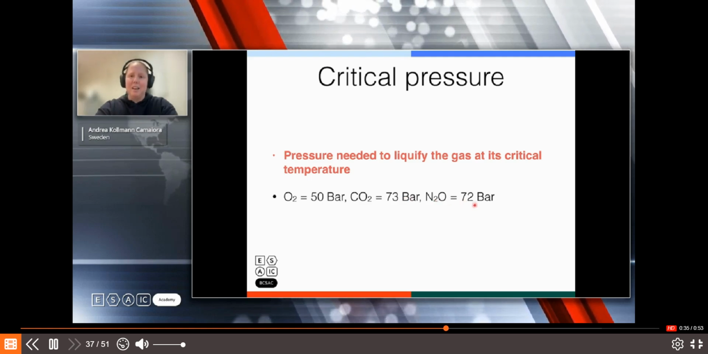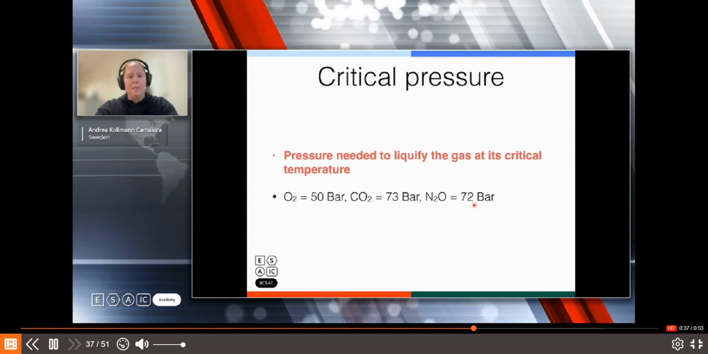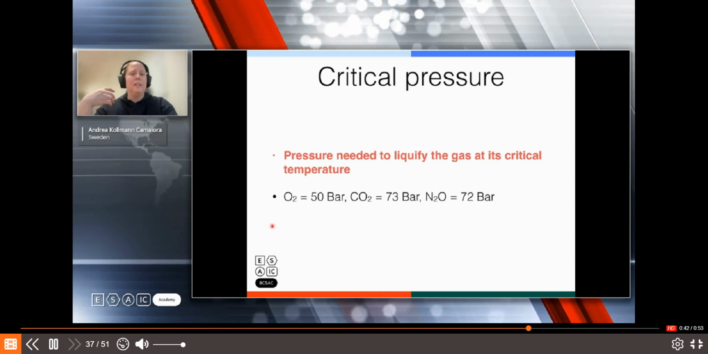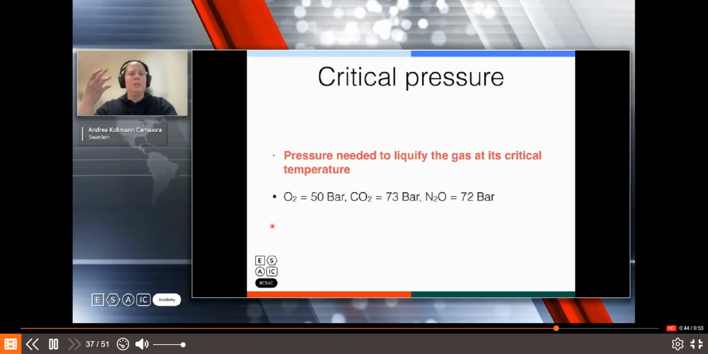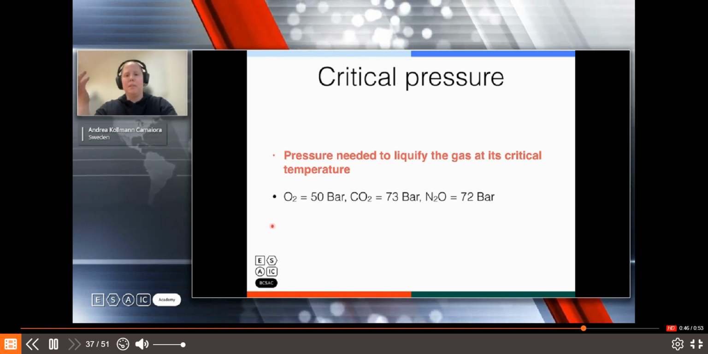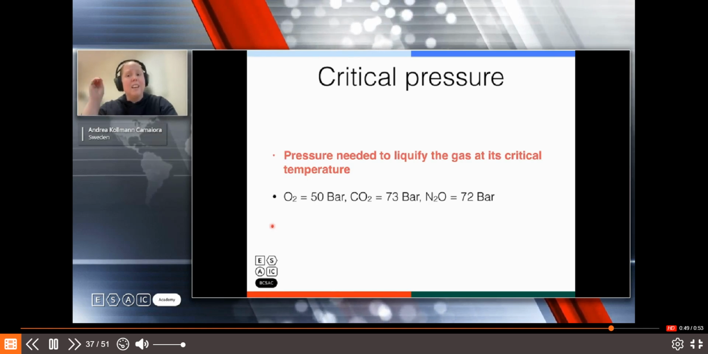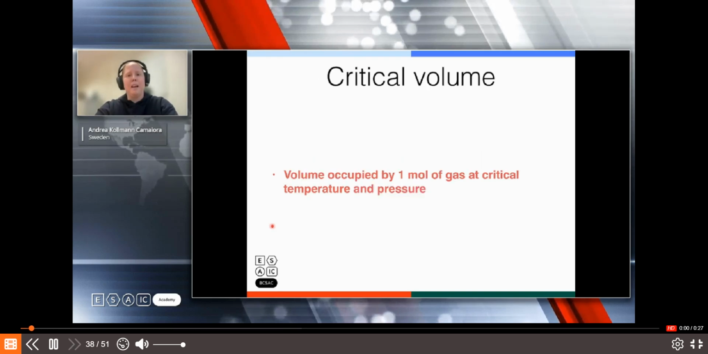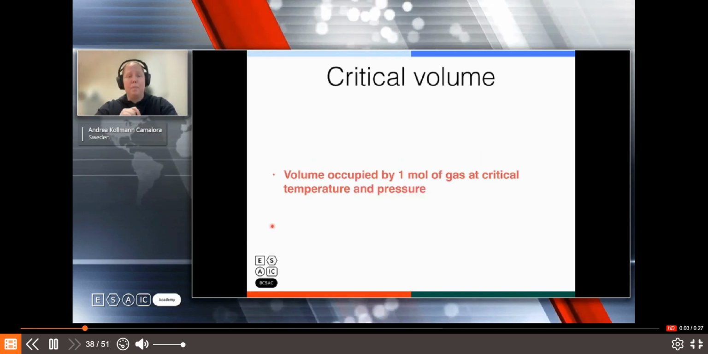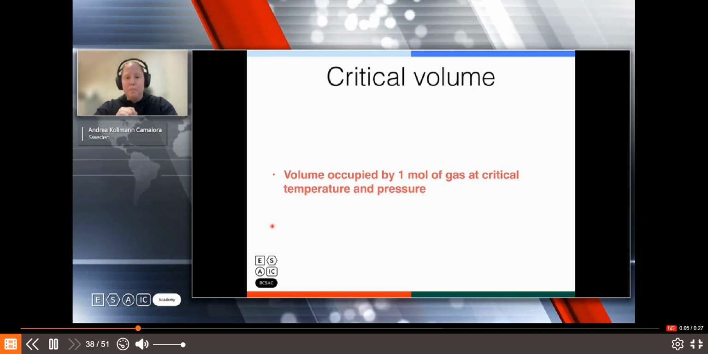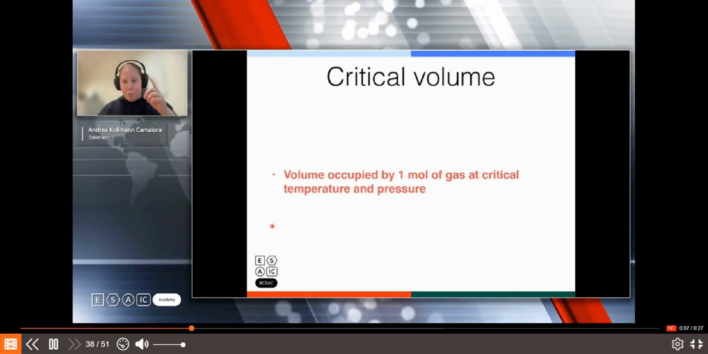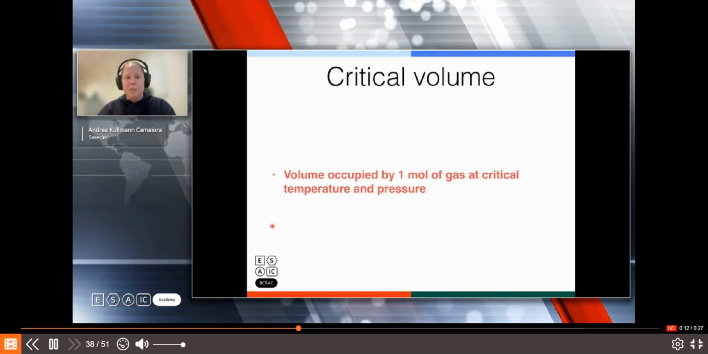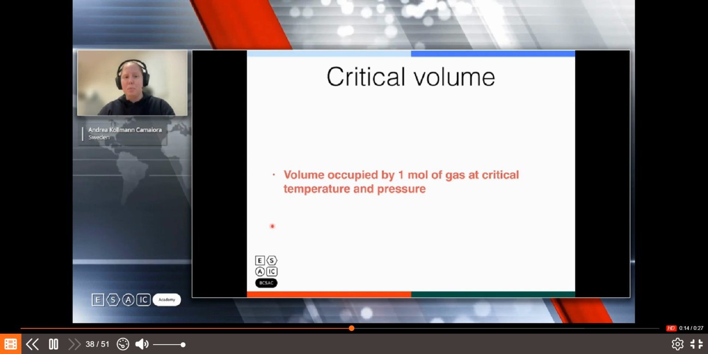And again, these numbers have come previously in the exam, but what has come much more often is the concept. So they can ask you, critical pressure is the pressure needed to liquefy a gas above its critical temperature, and it's not above, it is exactly at the critical temperature. So that would be false. And then we have something called the critical volume. The critical volume is occupied by 1 mole of gas at the critical temperature and the critical pressure.